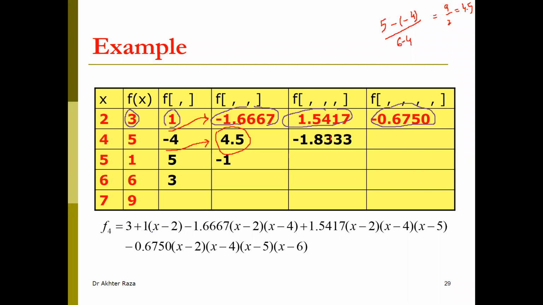So you can see these numbers here. The first number is 3. Then the second number is 1. The next number is minus 1.6. Then the next number is 1.5. And the last number is 0.6. And what other terms are there? X minus 2, which is used. Then x minus 2 and x minus 4. Then x minus 2, x minus 4, x minus 5. Then x minus 2, x minus 4, x minus 5, x minus 6. And that is the last one. If I expand this, we have a fourth order polynomial, because there are four x factors in the product in one term.